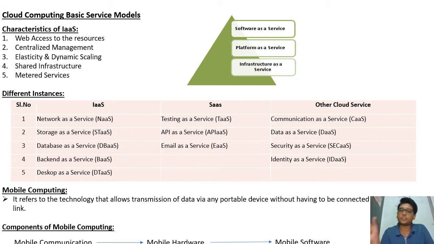What are the different instances of other cloud services? There are 4 things. First, CaaS. CaaS is communication as a service. Next, DaaS. Data as a service. SECaaS. Security as a service. Finally, IDaaS. ID now identity as a service. So these are the different instances under the cloud computing basic service models.